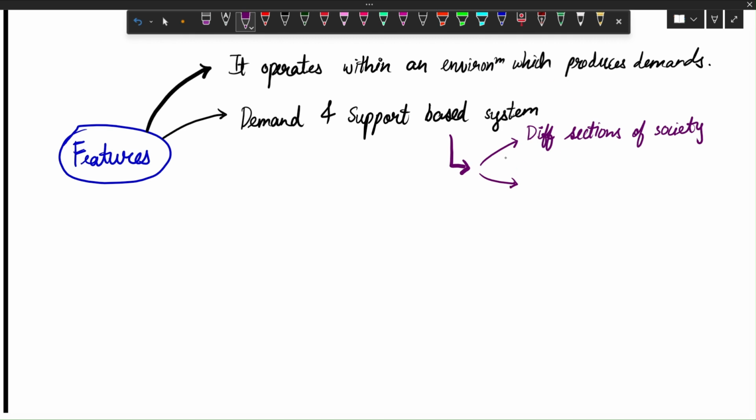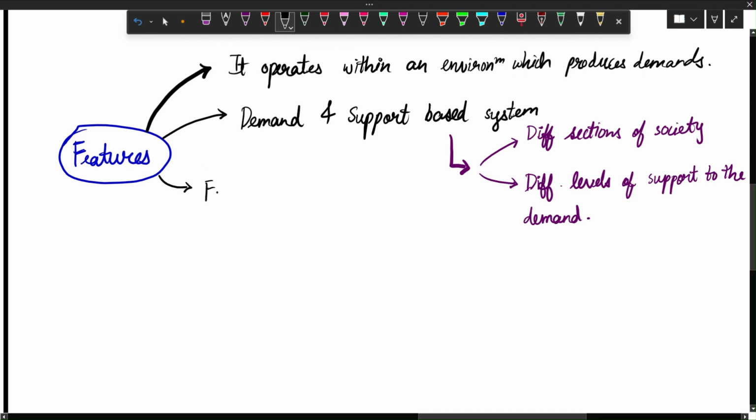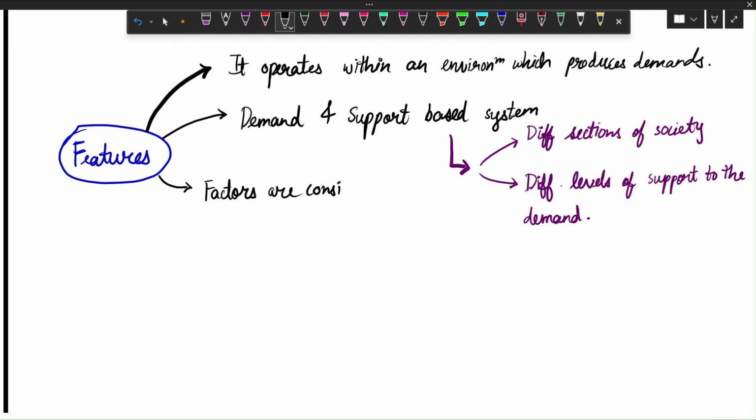Okay, you can also see in Haryana, I think, that Jats are asking for reservation, and in many such places. The second thing is that not all demands, not all opinions, are equally important. Different types of demands have different types of weightage, and that is why different levels of support are to be shown towards a demand.